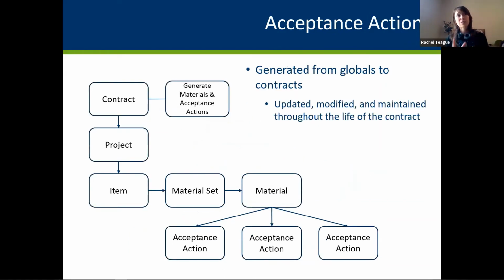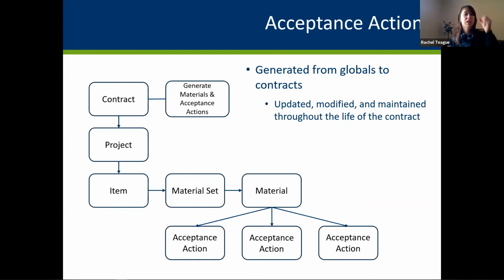And how this all gets populated onto the contract is that your contract has one or many projects. A project has one or many items. You run this process of generating materials and acceptance actions onto the contract, and it will go take a look at your reference level item, all of the material sets with their materials that you've set up for that reference level item, pull all of that stuff in onto the contract, and all of those acceptance requirements for the material and its parent material category, and populate all of that onto the contract. So now you have specific contract materials and acceptance actions.